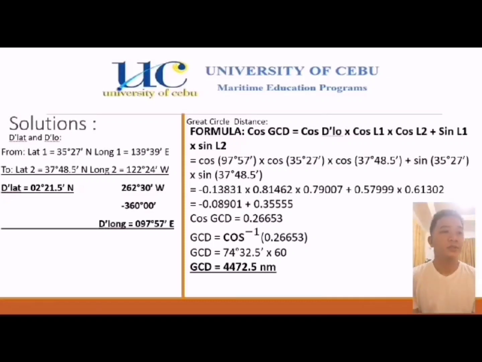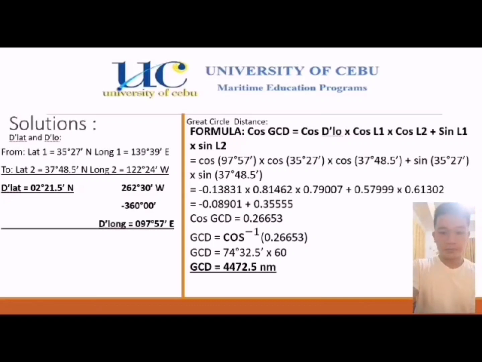So longitude 1 is 139 degrees 39 minutes east. Longitude 2 is 122 degrees 24 minutes west. Since the directions are different, east and west, we need to add them. So 139 degrees 39 minutes east, then 122 degrees 24 minutes west. So we have the answer of 262 degrees 30 minutes.